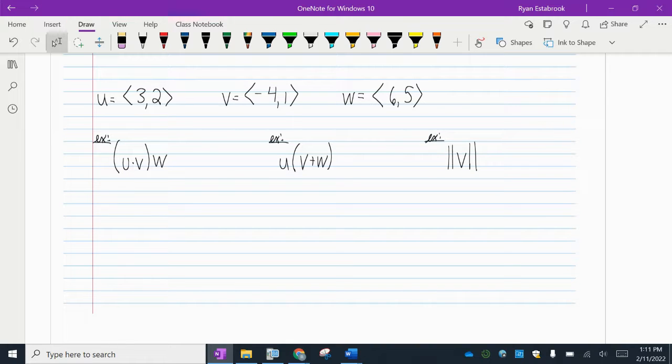I have 3 vectors, u, v, and w. Doing order of operations, can you do this vector arithmetic? There's u dot v, w, u parentheses v plus w, and then magnitude of v. How does that apply to the dot product? So let me give you a chance to try to see what you can do with these.